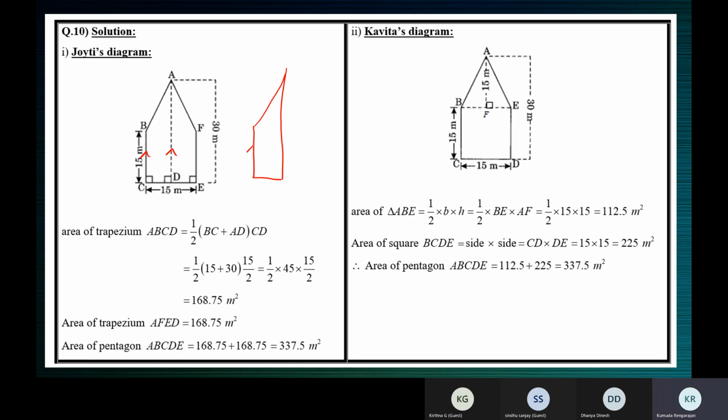On one side, parallel sides 15 and 30. Distance between them is this one, which is 15 by 2. The same thing we have on the other side also. Parallel sides 15 and 30, distance between them 15 by 2. So you find the area of one trapezium and double it to get the area of the pentagon.